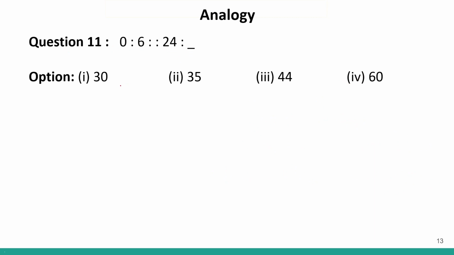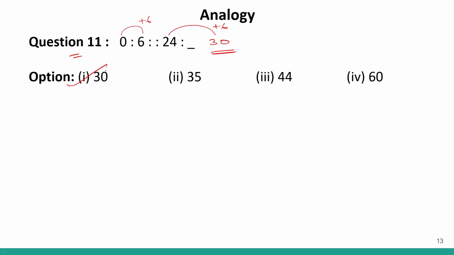Then we have question number 11. Question number 11, 0, 6 and 24. Very clearly this is plus 6. So if I add 6, I'll get 30. Correct? If I add 6, I'll get 30. So my answer can be this one. Option number 1, 30. Correct? This can be my answer.